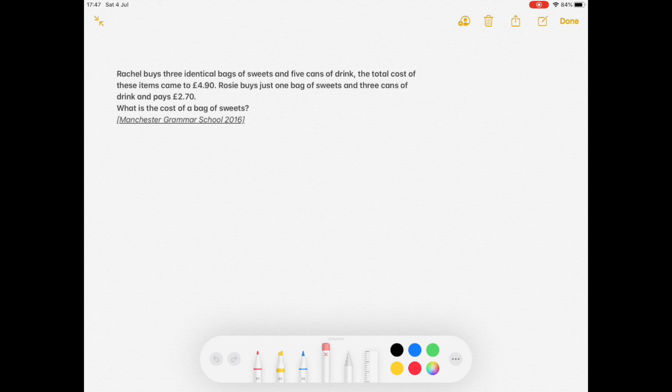Rachel buys 3 identical bags of sweets and 5 cans of drink. The total cost of these items came to £4.90. Rosie buys just 1 bag of sweets and 3 cans of drink and pays £2.70. So as covered in our previous video, we have 2 separate statements here, and that means we can write 2 separate equations, one for Rachel and one for Rosie. So let's get started. So for Rachel and then for Rosie.